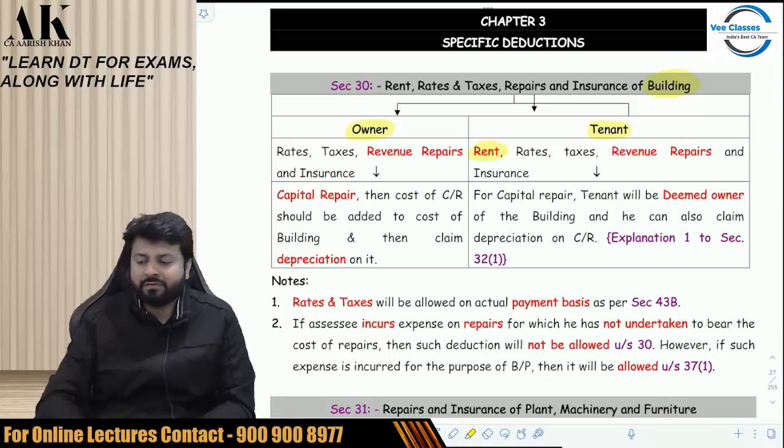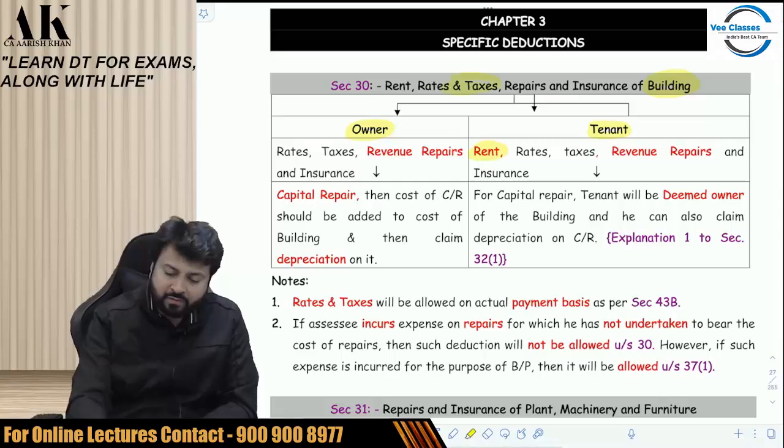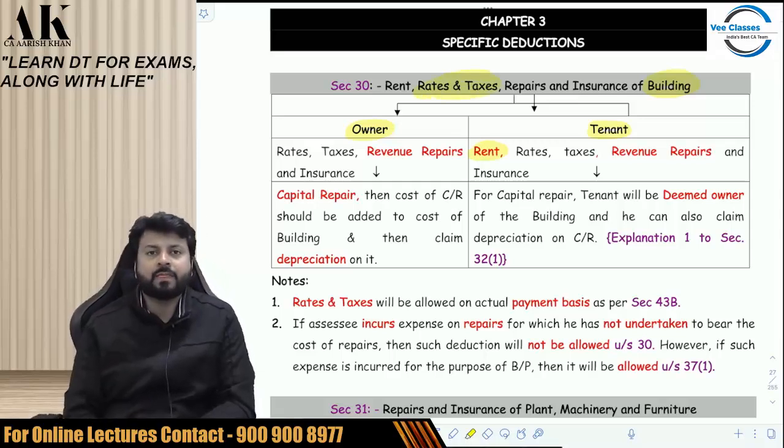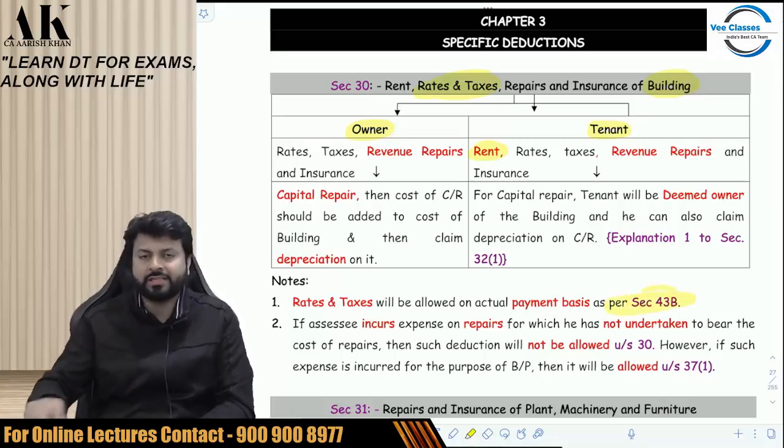The second thing which I would like to tell you is rates and taxes. If you want the deduction of rates and taxes, then you cannot get it on accrual basis. You have to make actual payment as per 43B. See this.